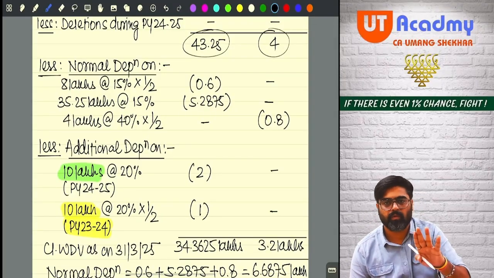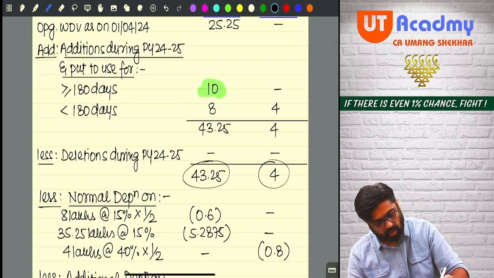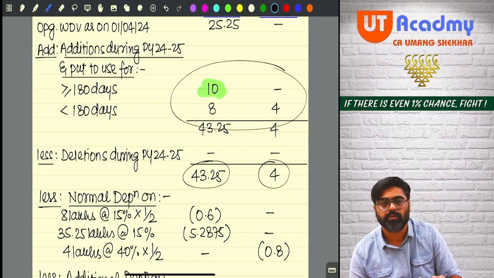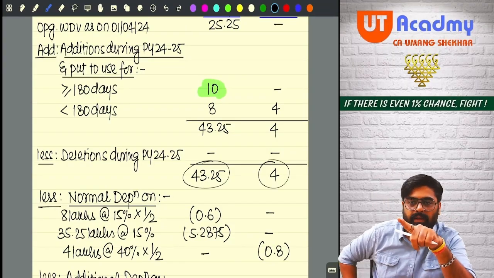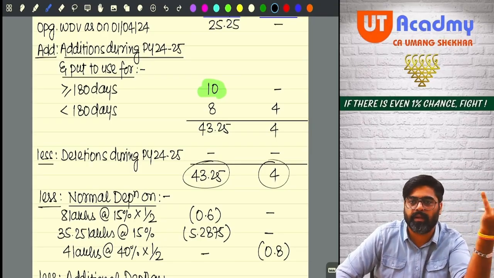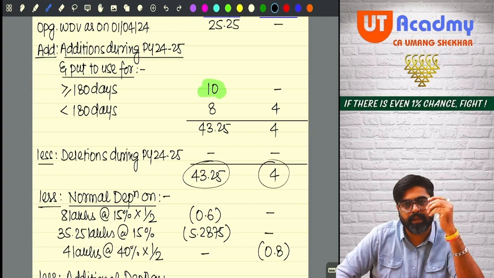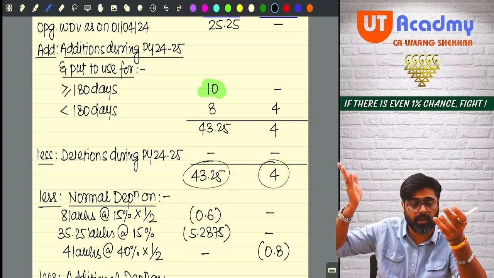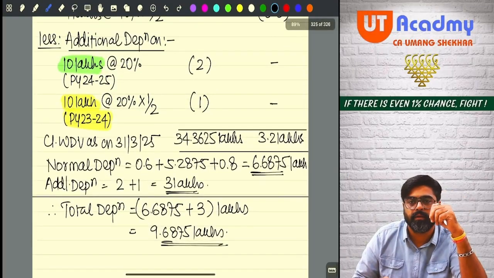On this, I have calculated normal, and additional is to be calculated on what? On actual cost. But actual cost of all will not be used. Why? Because the new plant and machinery which is bought for 8 lakhs and the computer are installed in office. On that additional will not come. Additional will come on only 10 lakhs. Yes or no? And the additional will come on the balance, the earlier 10 lakhs also. So additional is calculated on 10 and 10.